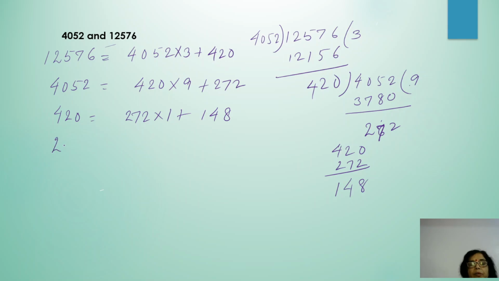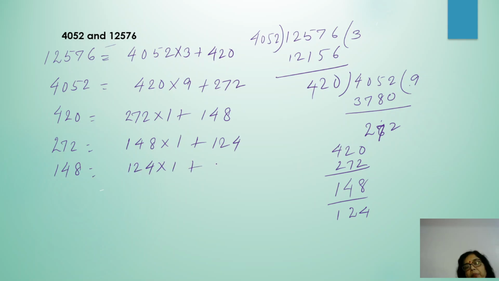Next step, 272 is divided by 148. Obviously, it is 1 time. What is the remainder? 272 minus 148. This gives us 4. And this is 6 minus 4, that is 2. And this is 1. So 1 plus 124. Every time you notice that the remainder will be less than the divisor. Next step, 148 is equal to 124 into 1, and the remainder obviously will be 24.